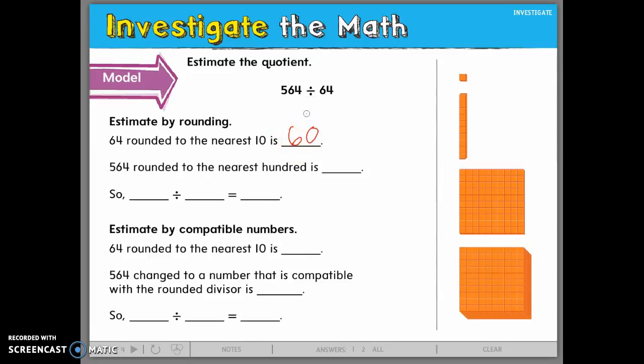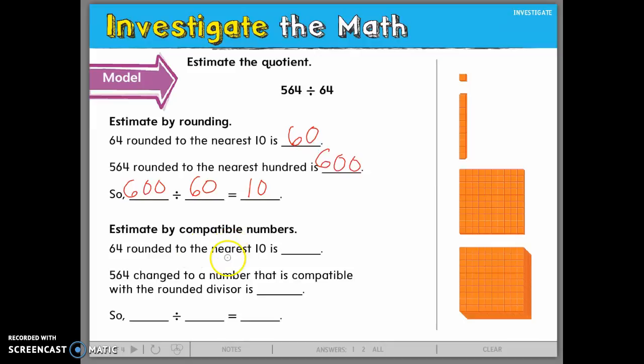And then we have 564 rounded to the nearest 100. Well, there's a 5 in our hundreds, a 6 in our tens, so that 6 in our tens makes the 5 round up, so we have 600. Now, this should be fairly easy, so we have 600 divided by 60, which is going to give us 10. 6 goes into 6 one time. There's 2 zeros here, 1 zero here. So we end up with 10 total.